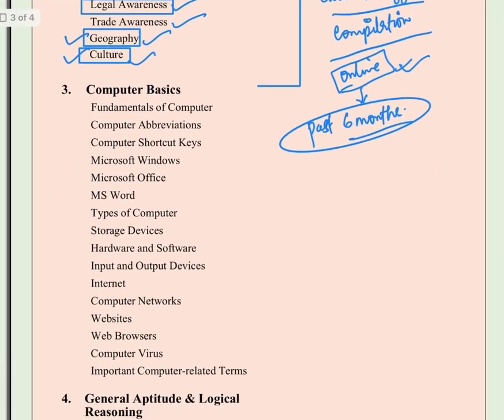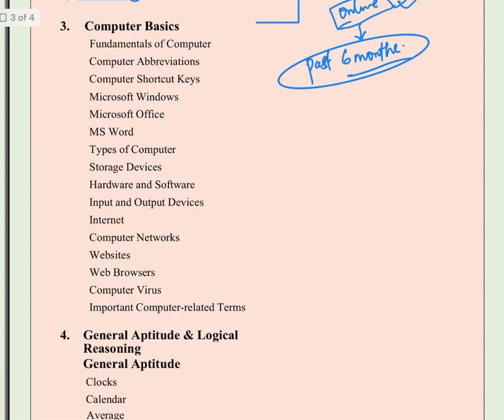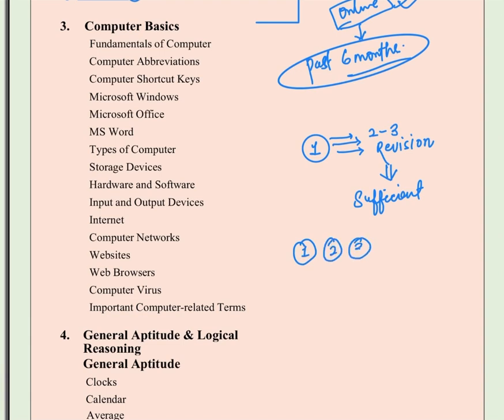You should not run for sources, you should always run for revision. There can be only one book, and at least 2 to 3 revisions of that book will be sufficient for you to clear the examination. It is very important, rather than having source number one, source number two, and source number three, and ultimately not being able to even revise once. That is a very bad thing.